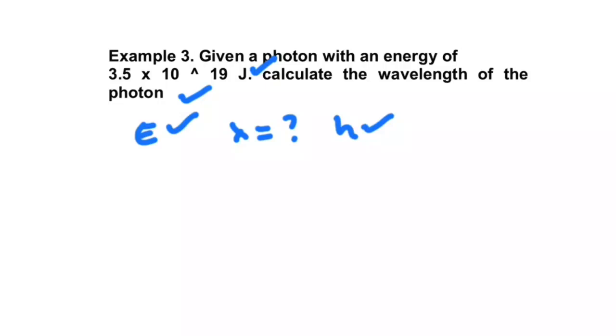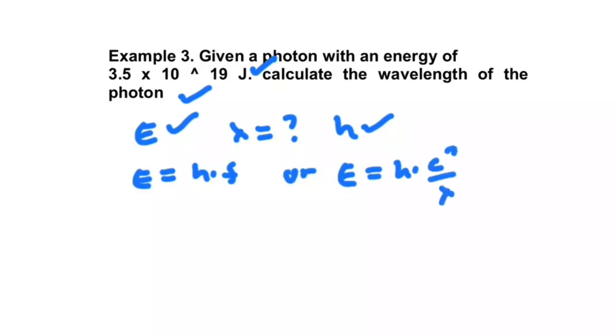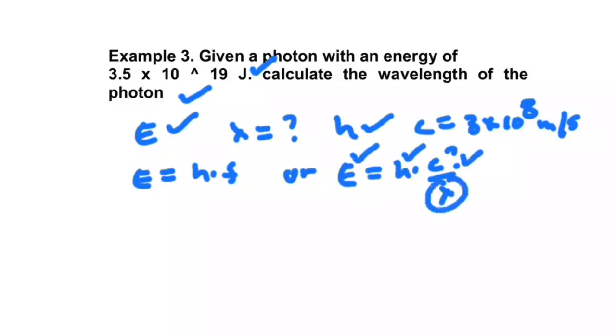Don't forget that we have the energy being equal to Planck's constant multiplied by the frequency. Or you can calculate the energy using Planck's constant multiplied by the speed of light divided by the wavelength. Do we have the speed of light? Yes, it is a constant. c is equal to 3 times 10 to the power 8 meters per second. So I have the energy, I have Planck's constant, I have the speed of light, I just want the wavelength. So I'm going to use this equation. Let's go ahead and do that.